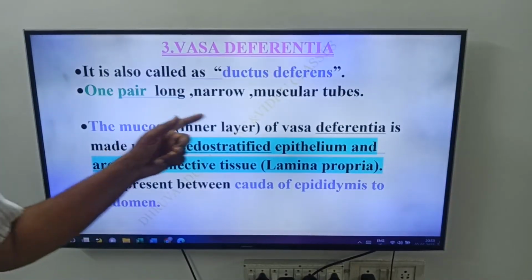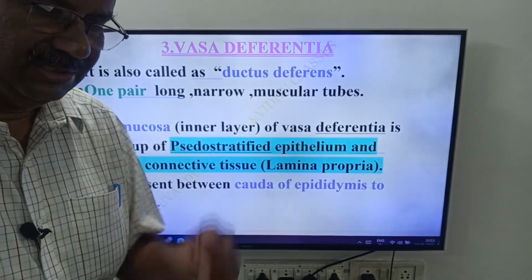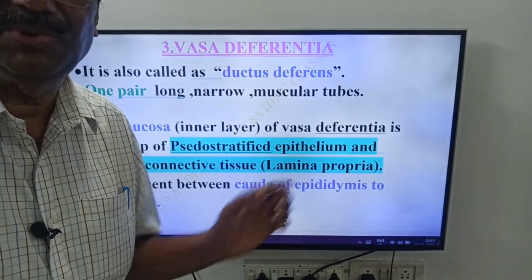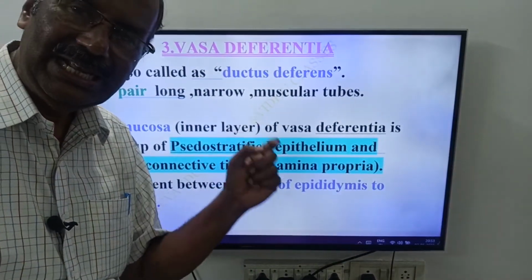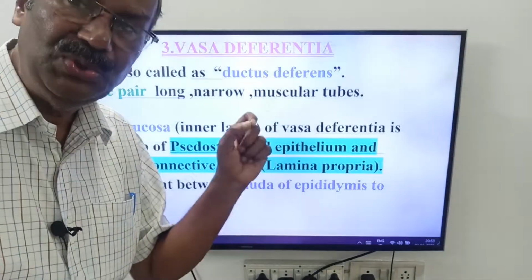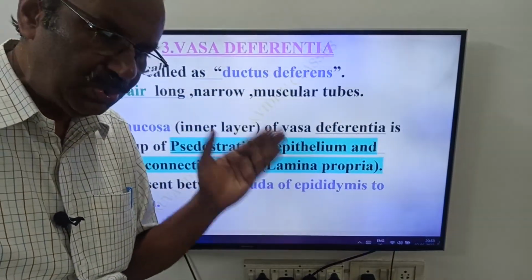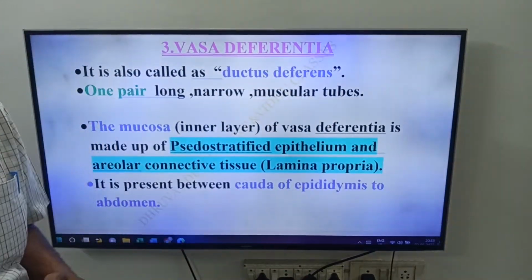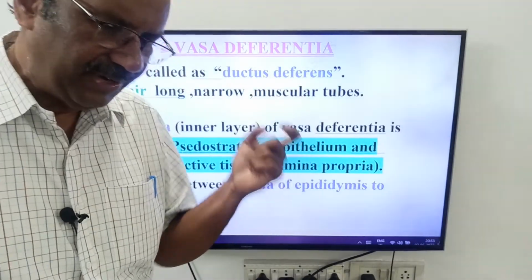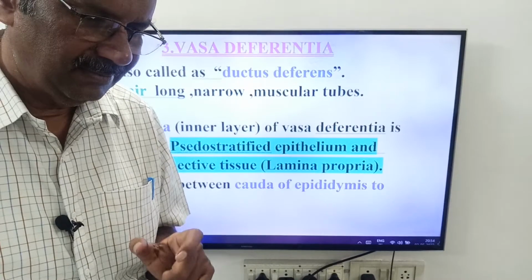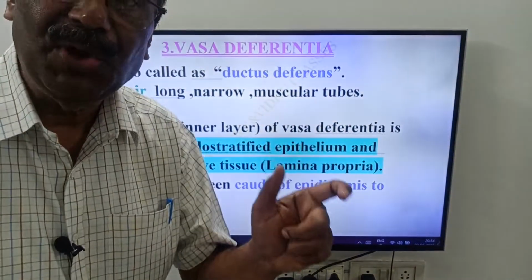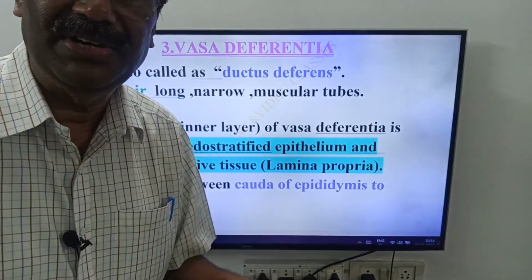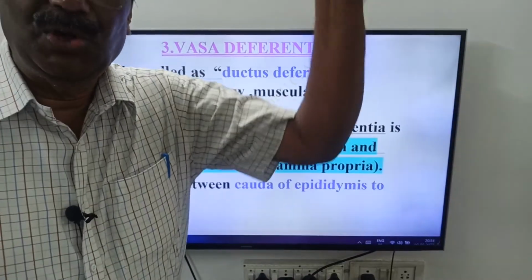See friends, the inner layer of the vas deferens, that is the mucosa, is made up of pseudostratified epithelium. Friends, very, very important. This is a neat question. The mucosa of the vas deferens is made up of pseudostratified epithelium and also areolar connective tissue. This vas deferens is present between the cauda epididymis and the abdomen. The cauda epididymis, the tail of the epididymis, opens into the vas deferens. The vas deferens enters into the abdominal cavity.